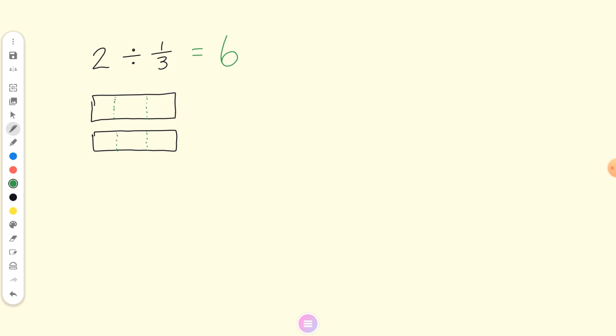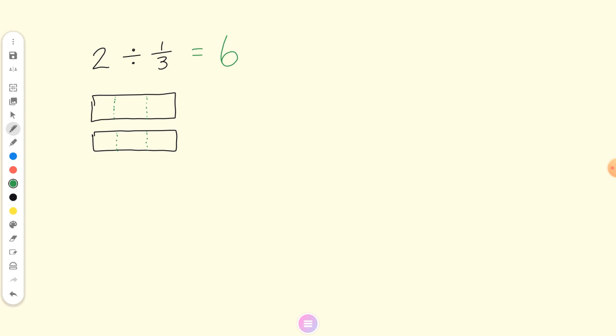How could I take 2 divided by 1/3 and somehow get 6? Kendall? 2 times 3. She said multiply the whole number by the denominator, which in this one is true. What if the numerator's not a 1? Would that work? No, that wouldn't work if the numerator's not a 1.